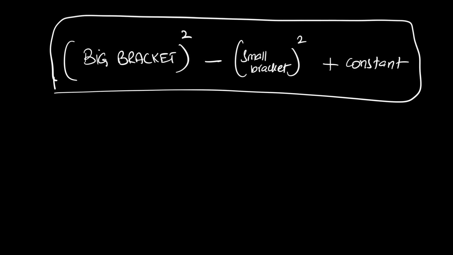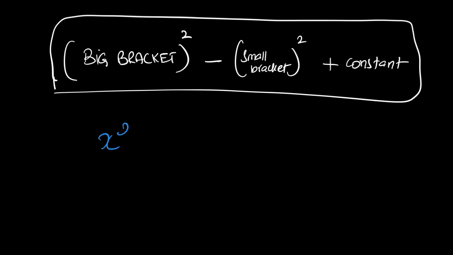Beta, a lot of you are having problems completing the square. Please remember this little trick to write anything in completed square form: big bracket square minus small bracket square plus the constant. Now let's see how to apply it. I'll do a few examples with you and hopefully you should understand, and then you should be able to write any expression in completed square form.